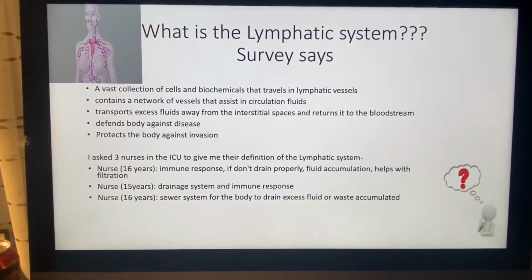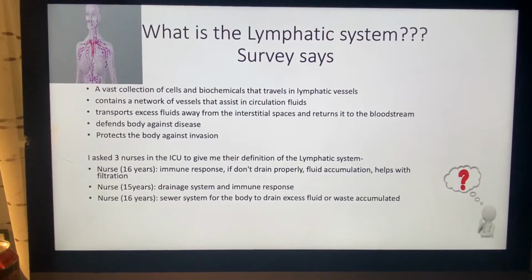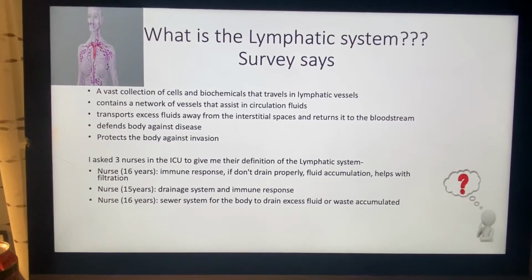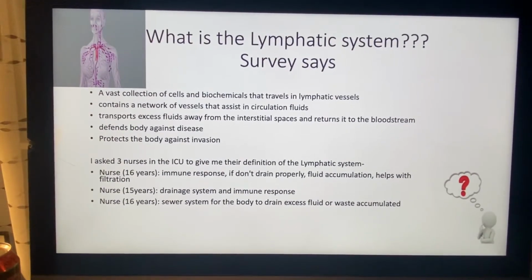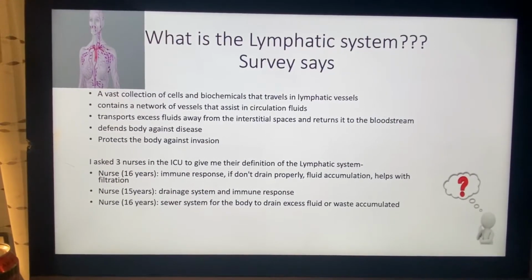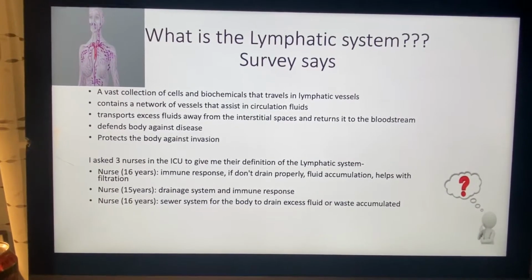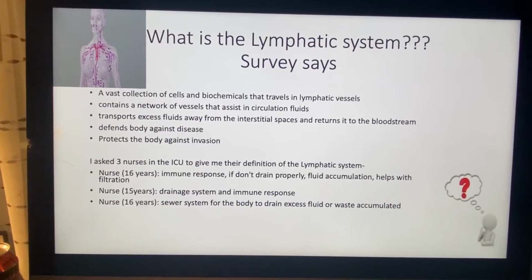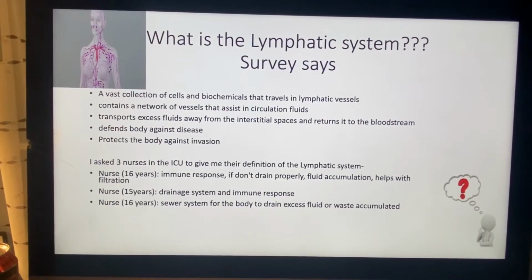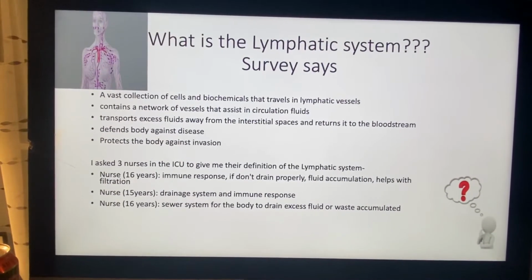Survey says, I asked 3 nurses in the ICU to give me their definition of the lymphatic system. One nurse said it's immune response. If it doesn't drain properly, fluid accumulates, and it helps with filtration. Another nurse said drainage system and immune response, and the last one said sewer system for the body to drain excess fluid or waste accumulated.